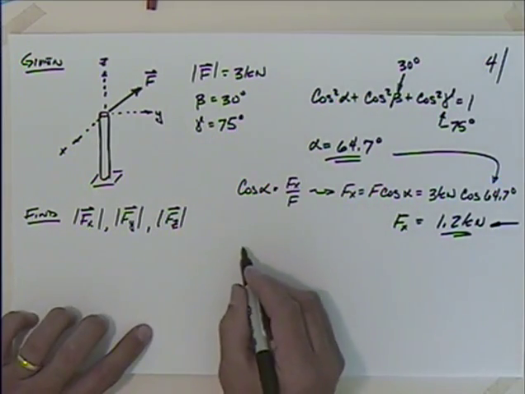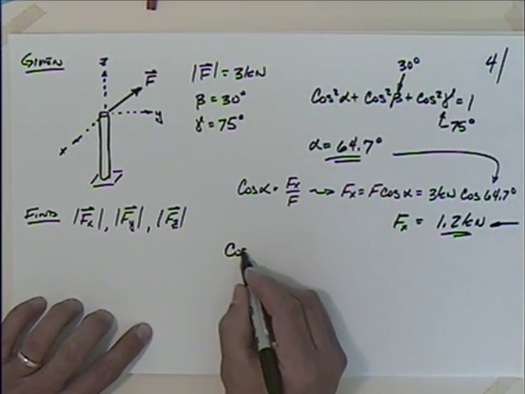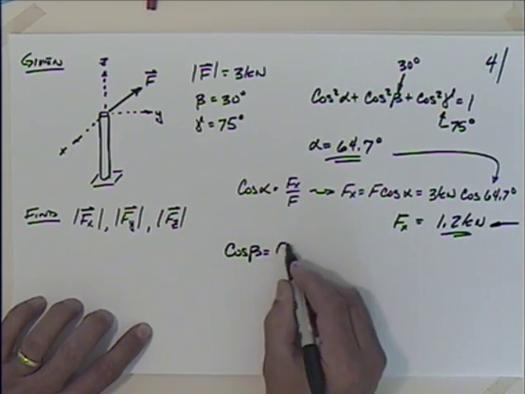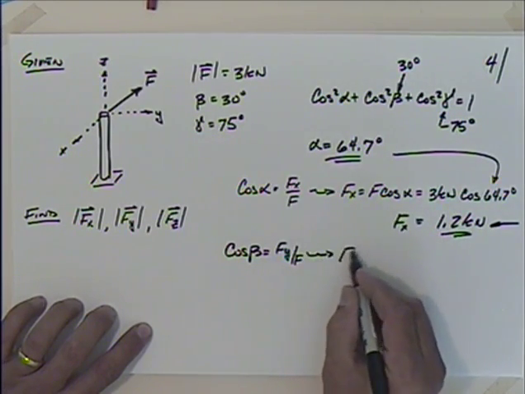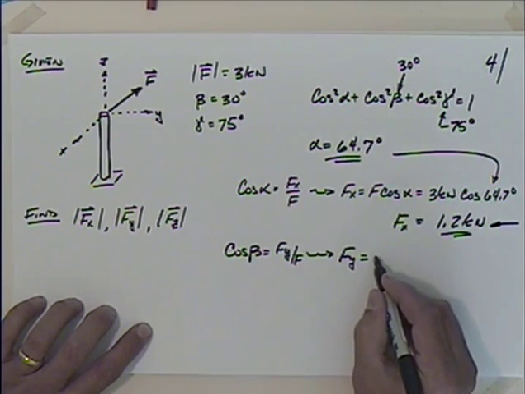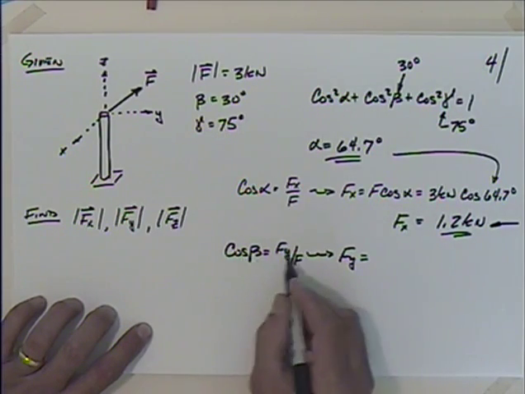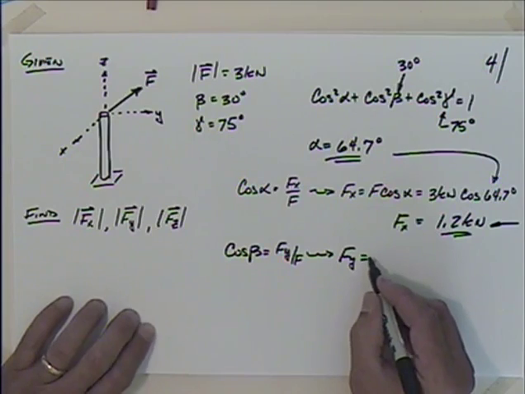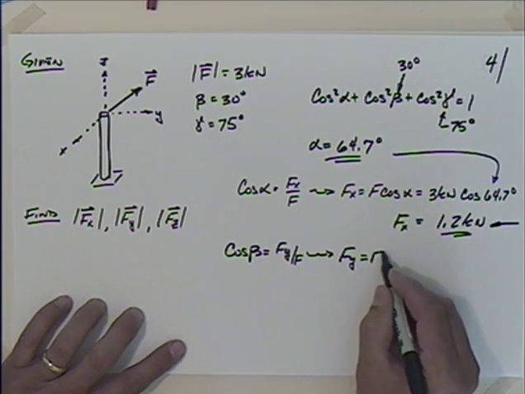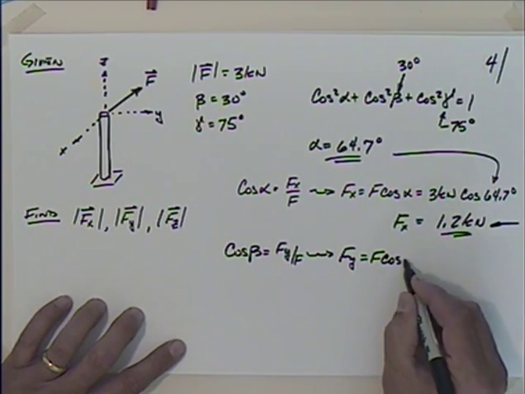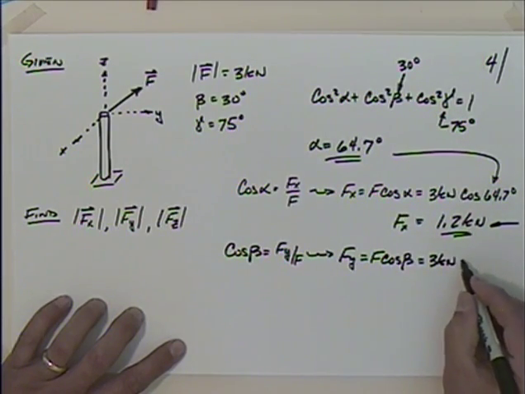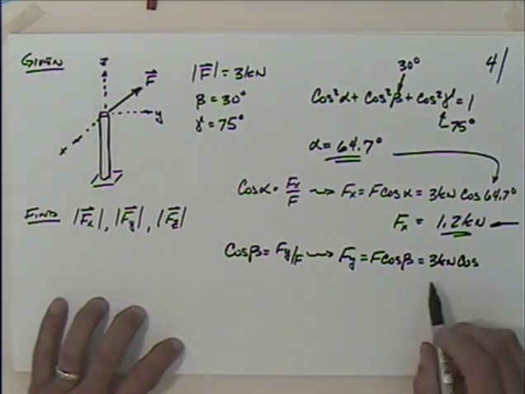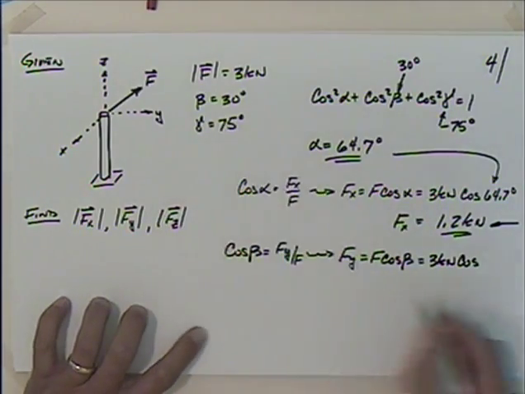Well, we could just continue through this. We've got the cosine of beta is equal to Fy over F. So we have Fy is equal to, let's see if I get that right, yes. Fy is equal to F times the cosine of beta, which is equal to 3 kilonewtons times the cosine, where's beta? Right up there, 30 degrees.